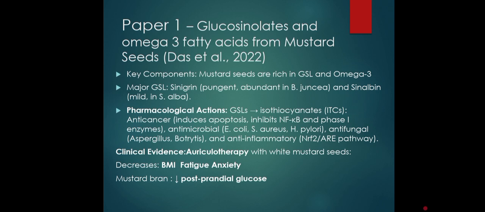The major glucosinolates identified were sinigrin, which gives mustard its pungent flavor and is very abundant in Brassica juncea, and sinalbin, a milder compound found in Sinapis alba. In terms of function, the glucosinolates are converted into isothiocyanates or ITCs, which have multiple pharmacological actions. They are anti-cancer, antimicrobial, antifungal, and anti-inflammatory.